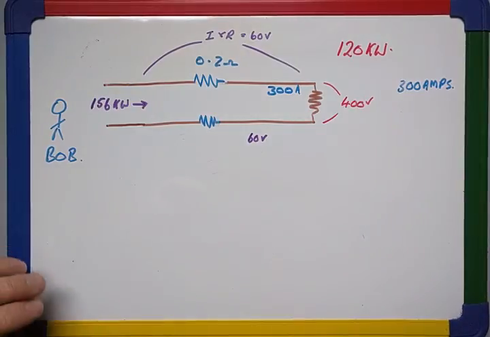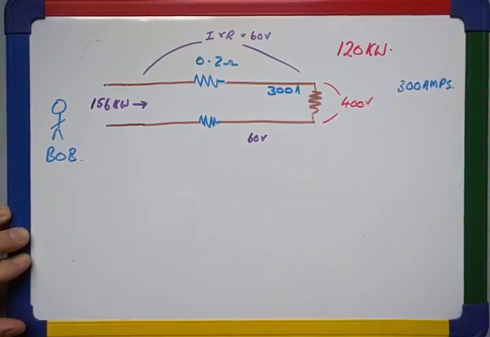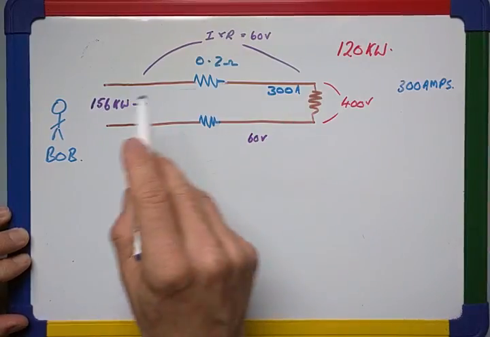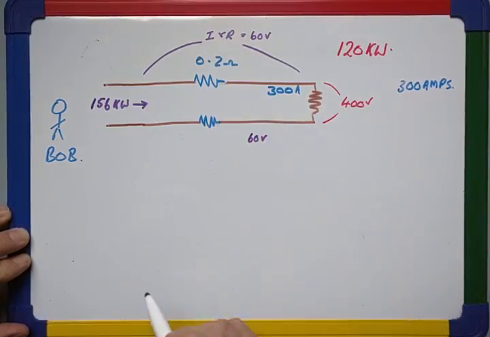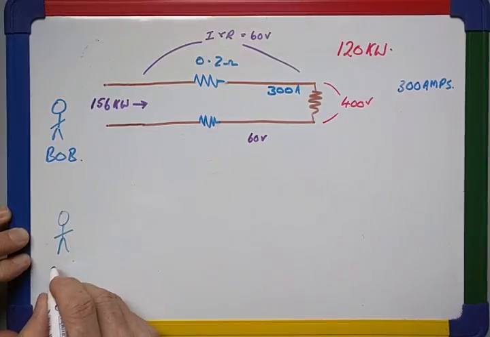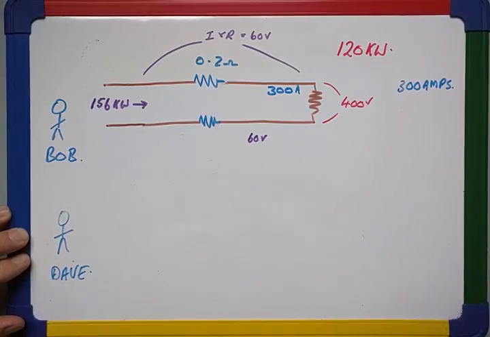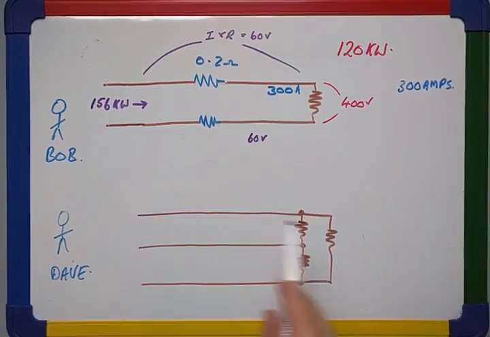Now, Bob's happy enough with this deal. He knows he's pumping out 156 kilowatts of power. He knows the customer's getting 120, and he accepts that there's a loss in the transmission system here, 36 kilowatts in total. Bob then heads down to the pub and he gets talking to his mate Dave. And Dave suggests to Bob that he should actually have created a three-phase system, not a two-phase system. So in order to explain what he means, Dave draws out on a beer mat what a three-phase transmission system would look like. And he explains to Bob that this would save him some power.